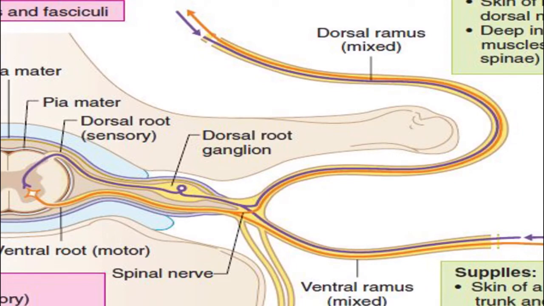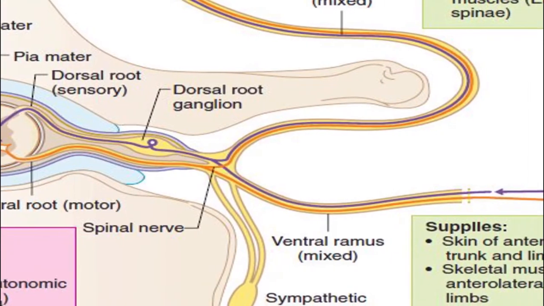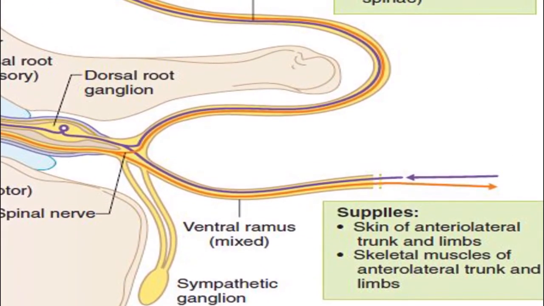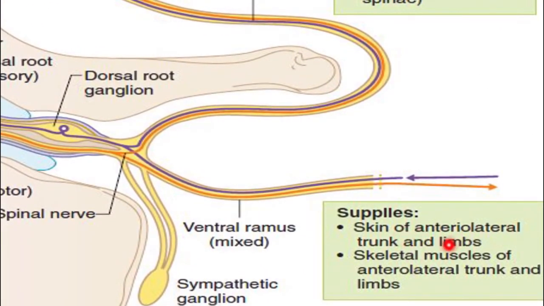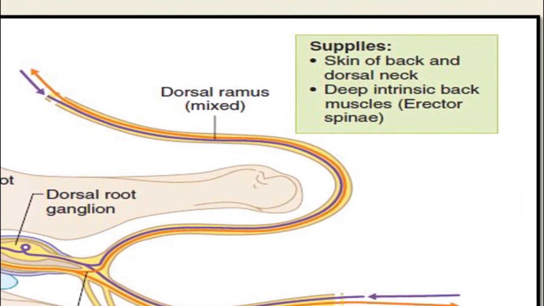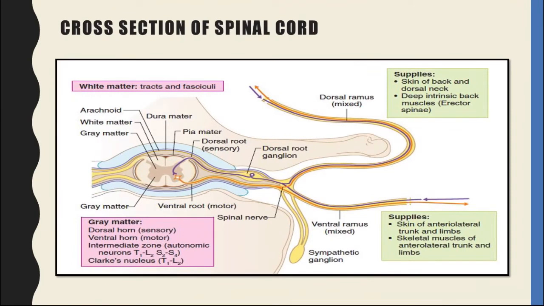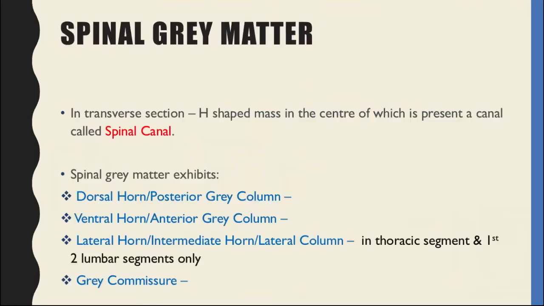will carry the sensory as well as the motor from the posterior part of the body. And the ventral ramus supplies the skin of the anterolateral trunk and limbs and the skeletal muscle of the anterolateral trunk and limbs. For the dorsal, it is written skin of the back and dorsal neck, deep intrinsic back muscles, that is erector spinae. So this is how the cross section of the spinal cord along with the spinal nerve will appear.